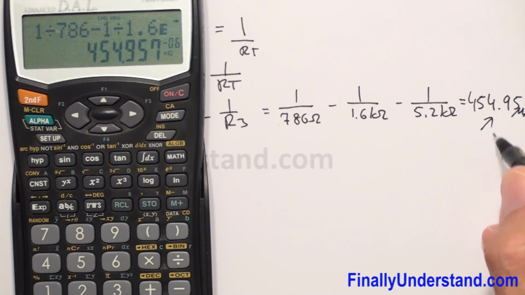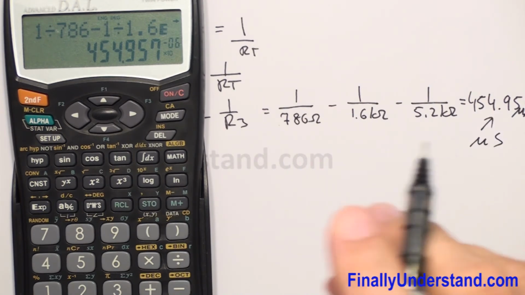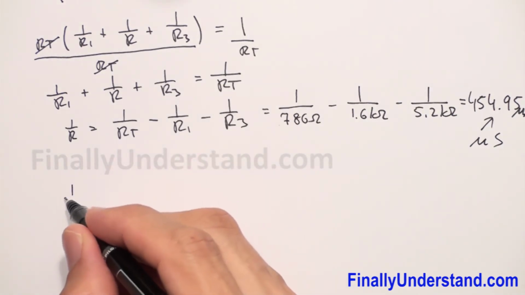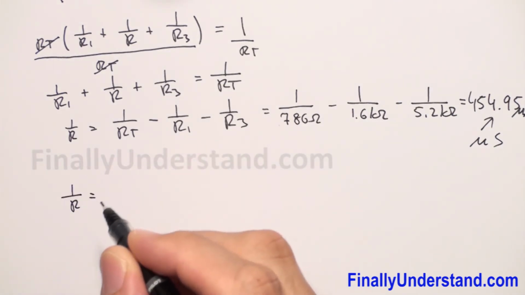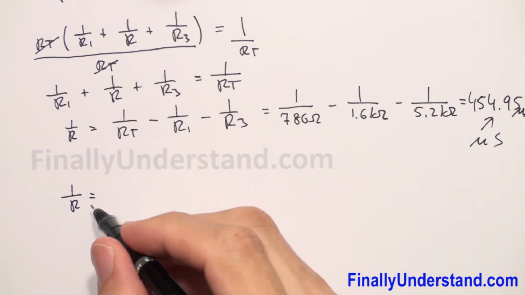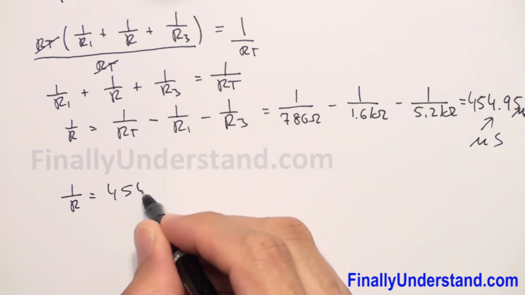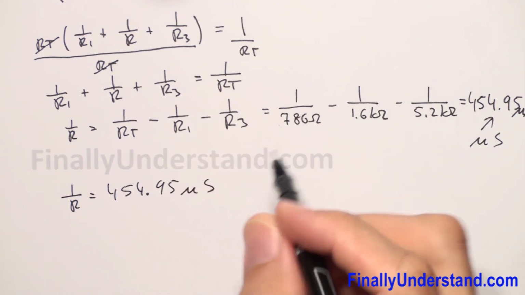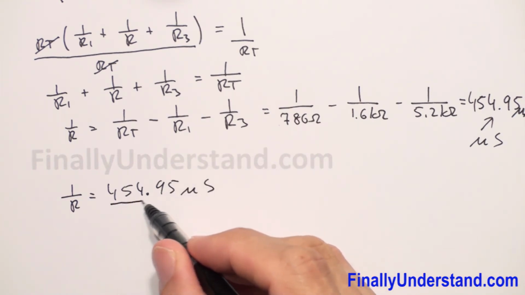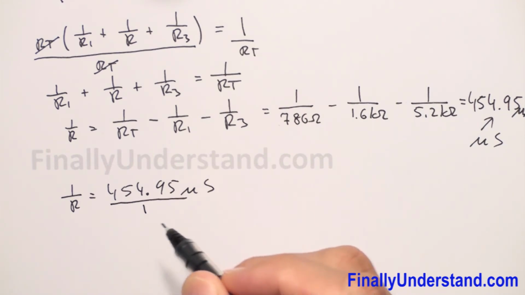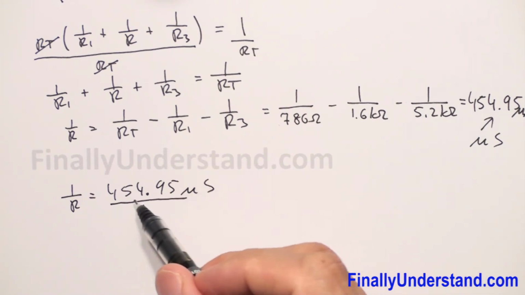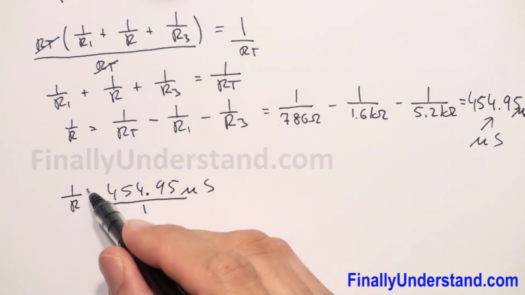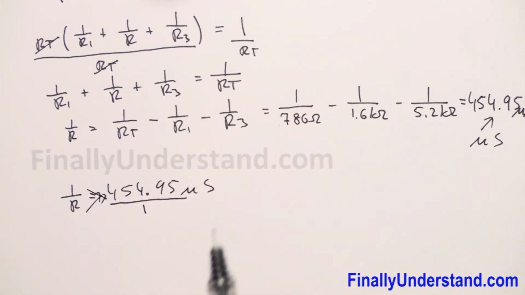This is microsiemens. So we have 1 over R is equal 454.95 microsiemens. But this is not my R yet. Okay, so what I'm supposed to do? Just convert 454.95 microsiemens to fraction and simply perform the cross multiplication.